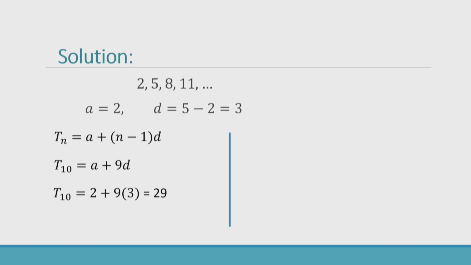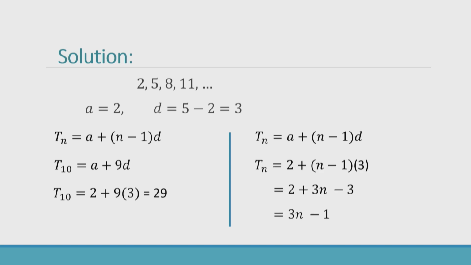We also need to find an expression for Tn. So Tn, the formula is a plus (n minus 1) into d. We now replace a by 2 and d by 3. So we get Tn equal to 2 plus (n minus 1) into 3. Simplifying, we get 2 plus 3n minus 3, which gives us 3n minus 1.